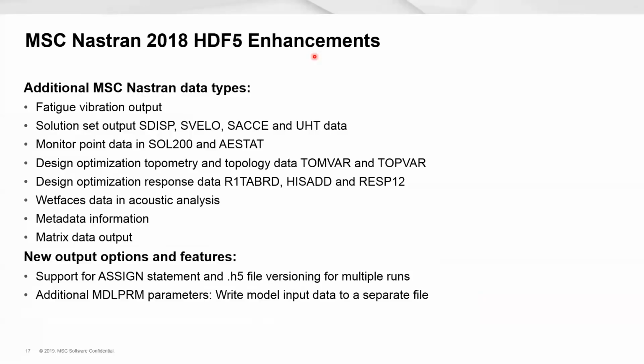A couple of nice things. In the previous two versions, the HDF5 file was always just named jobname.h5. So if you want to assign it to a different file, you can. And we've now provided versioning, so if you run it over and over, you get new HDF5 files, so that's handy. And then, as I mentioned, if you want to split out your input data for that particular run to a separate file, there's an MDL parameter that'll handle that for you.